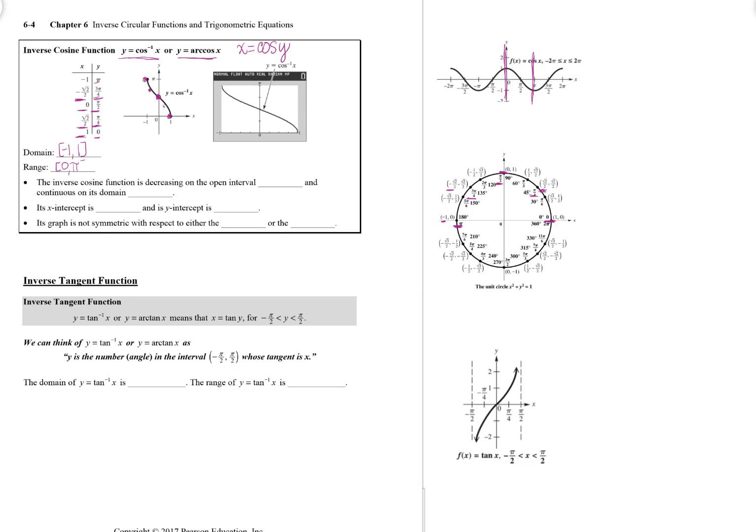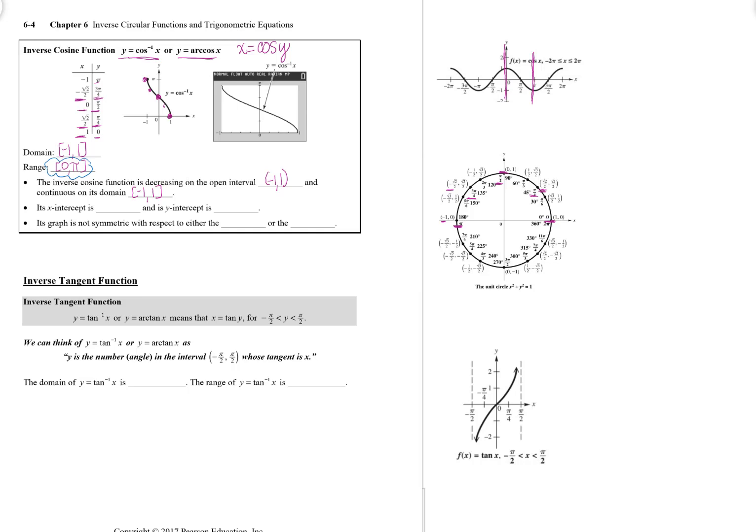And just like sine, this is what's important. You want to remember what the range is. That will help us as we're finding the values. The inverse cosine function is decreasing on the open interval from -1 to 1. So you can see it's always decreasing, and then it's continuous on its domain from -1 to 1. It means you don't pick up the pencil from the paper as you're drawing the graph between -1 and 1.